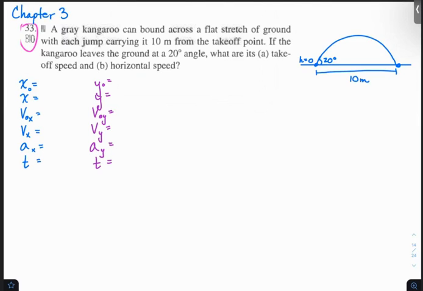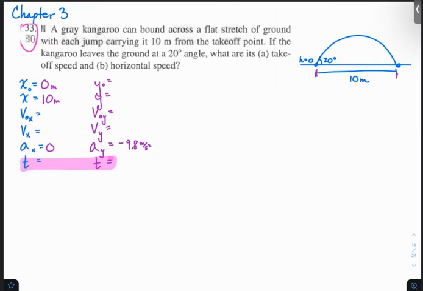So the first thing I'm going to take note of is that once I know the time in one direction, I will know the time in the other direction. So these are related to one another. I know that the acceleration in the y direction is going to be negative 9.8 meters per second squared, because that's gravity on Earth. The acceleration in the x direction is 0. There's nothing pushing or pulling on my kangaroo side to side. I'm going to say that my starting position for x is 0 and my ending is 10 meters, because I'm going to start at 0 here and end at 10.